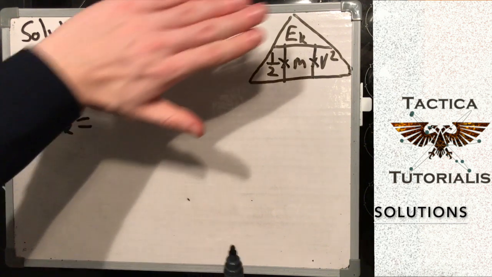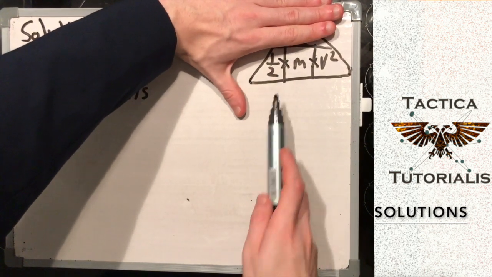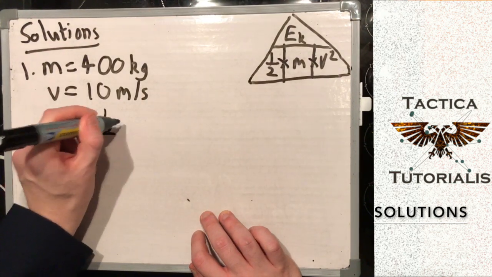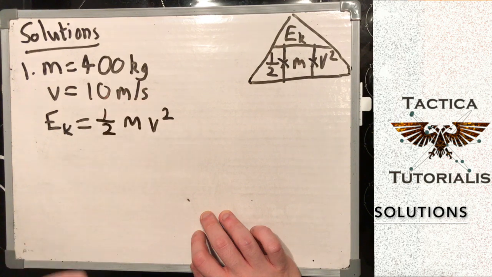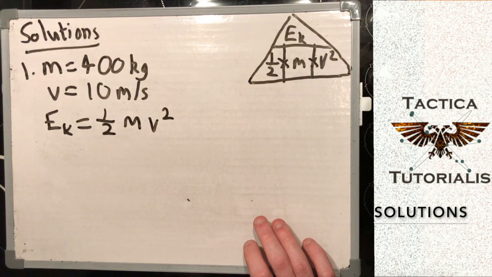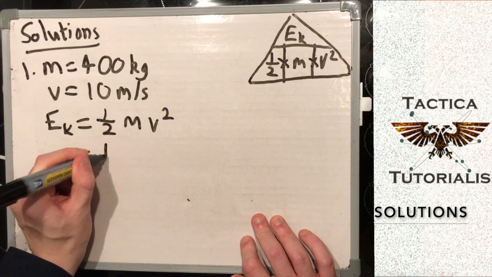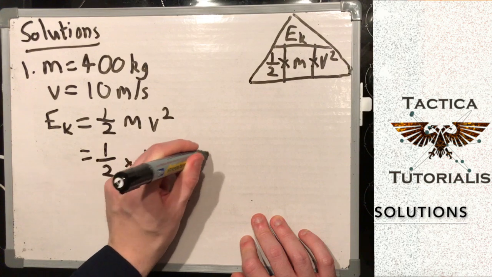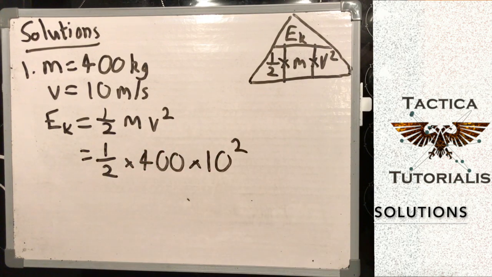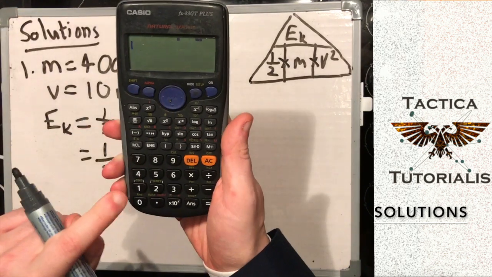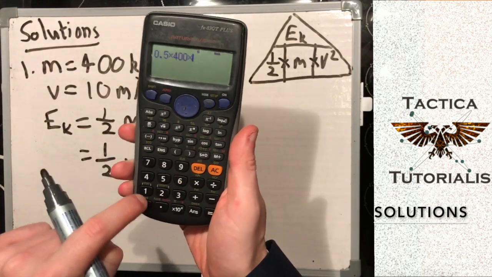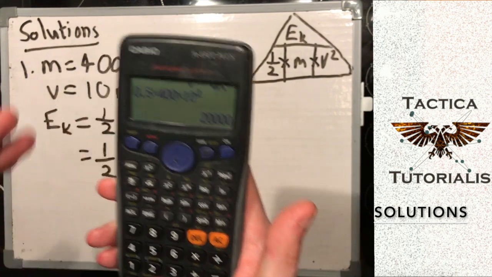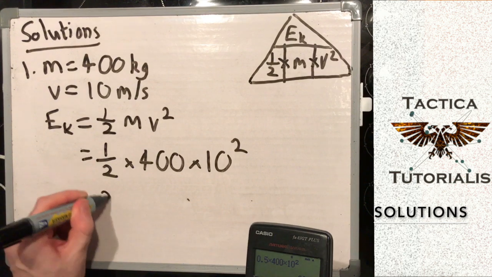So we go back to our triangle or the box that we had earlier, we cover over EK, and we get a half mv squared. Nice and simple. And we just need to plug our numbers in. Equals a half times 400 times 10 squared. Let's grab the calculator, stick some numbers in. 0.5 times 400 times 10 all squared. To prove I'm not cheating. And you get 20,000 as our answer.